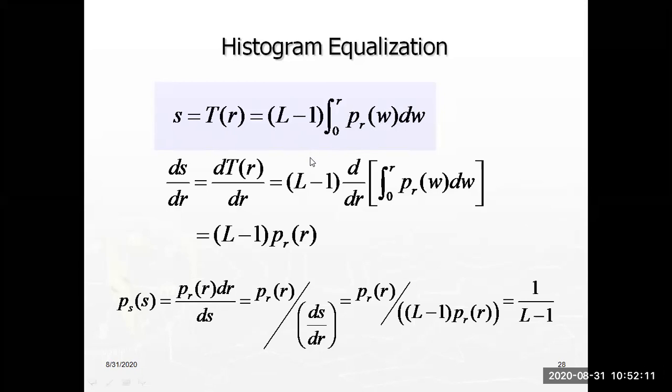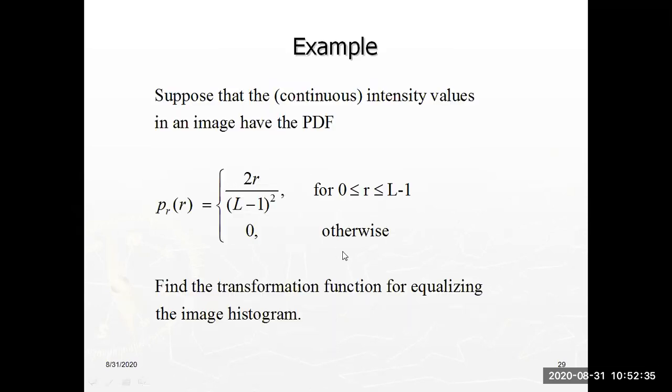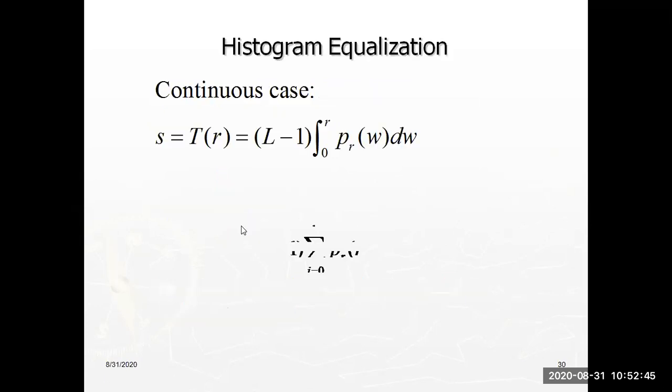By deriving p_s(s), we get 1 by L minus 1. That means it is simply the reverse: the input range is L minus 1, and the output density is 1 by L minus 1. If you know the input histogram value, we can calculate it. Just replace p_r(r) with your PDF function, and we can calculate continuously. But our intention is not analog, although this is the analog PDF. Our intention is discrete.